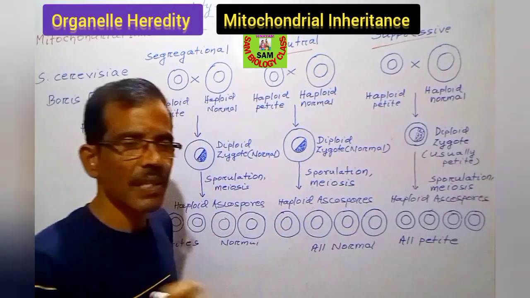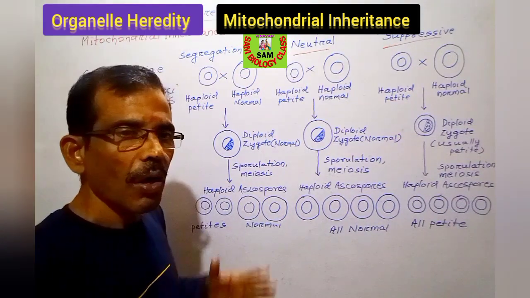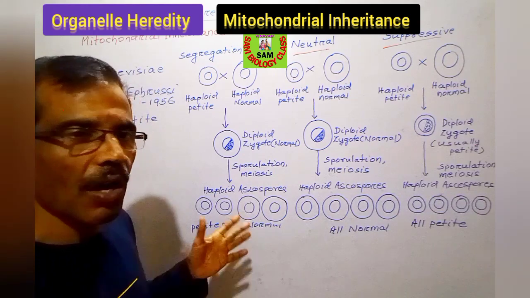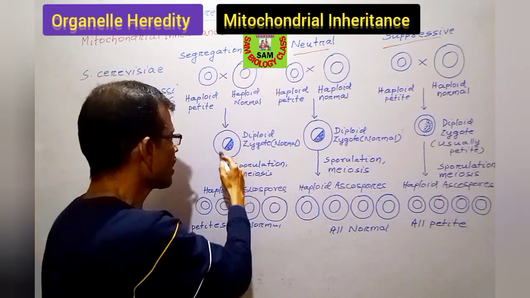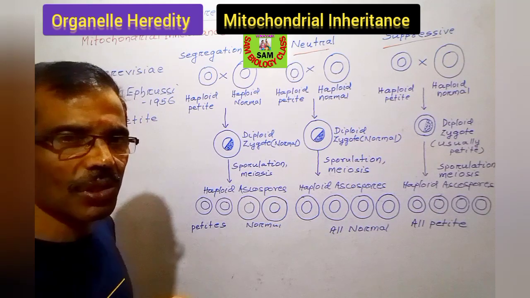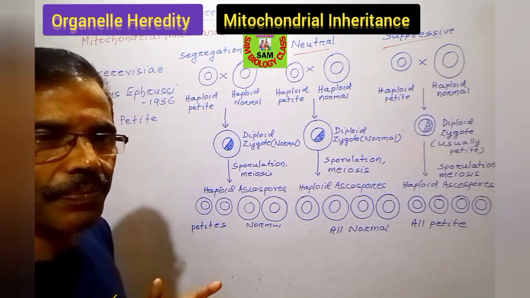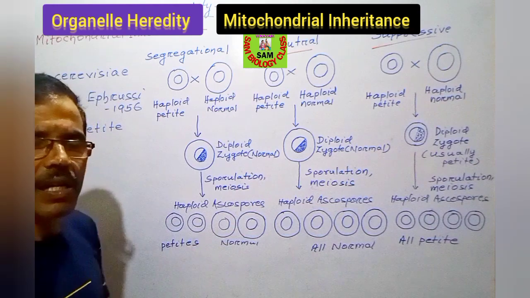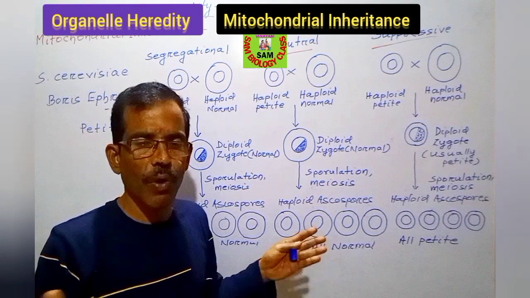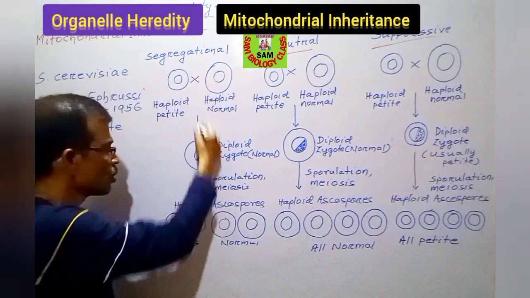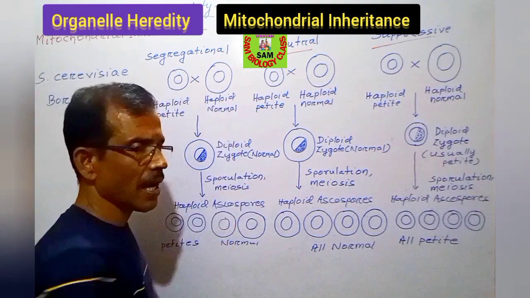This figure outlines the complex genetics of different classes of petite mutants. In all classes of petite, following a cross between the mutant and a haploid normal type cell, a diploid zygote is formed, which then undergoes meiosis, producing haploid ascospores that give rise to yeast colonies. A small proportion of the mutants arise due to mutation in the nuclear genes, whose products are transported to and function in mitochondria. These mutants exhibit Mendelian inheritance and hence are referred to as segregational petites.